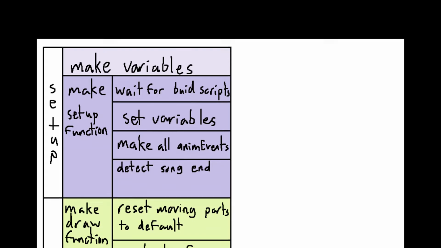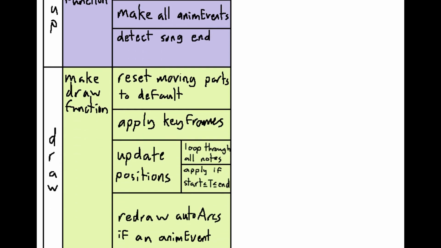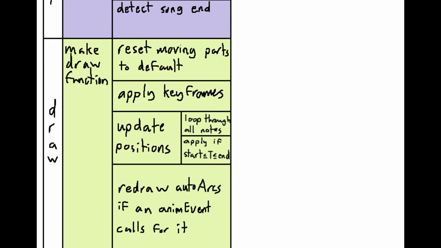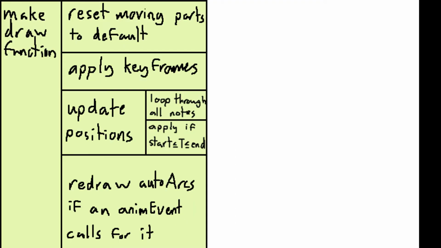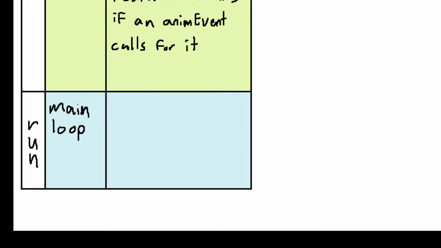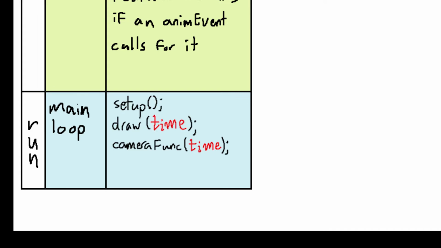Anyways, now that everything is set up, we need to define a draw function. This is the code that runs every frame to update the model and the camera. The loop is essentially as follows. Reset all the moving parts to their defaults, apply the keyframes, run through every AnimEvent and apply the ones we need to do, and then update the moving auto arc curves. In the main loop, which calls the draw function, there's some other code in there, but most importantly, there's code to update the entire scene and the camera's position.